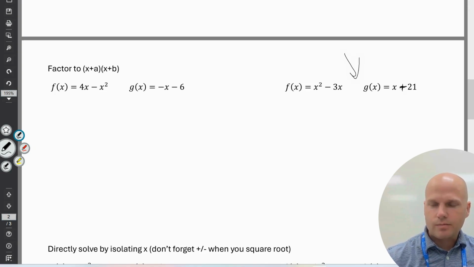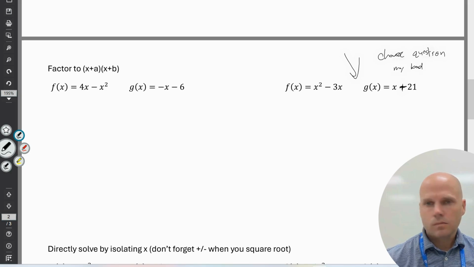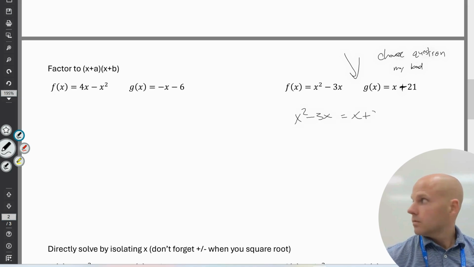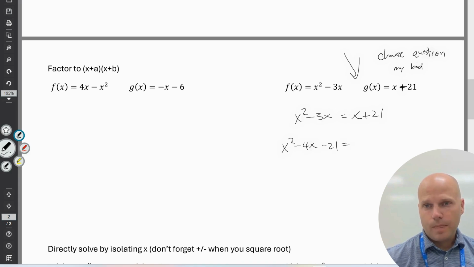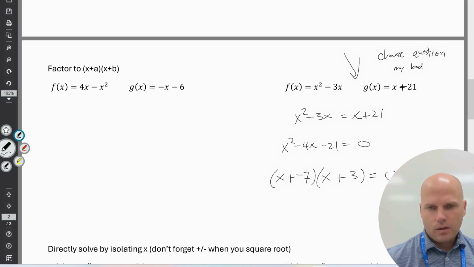This is actually a plus. Change the question, my bad. We set the equations equal to each other. Going to subtract an x. Going to subtract 21. And that's why it needs to be a plus, so that I can factor. The two values that add to get -4 and multiply to get -21 are -7 and +3, which means x equals 7, x equals -3. Where the intersections are, plug it back into the original equation.